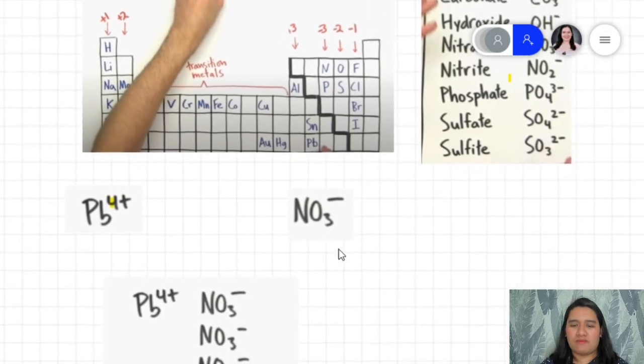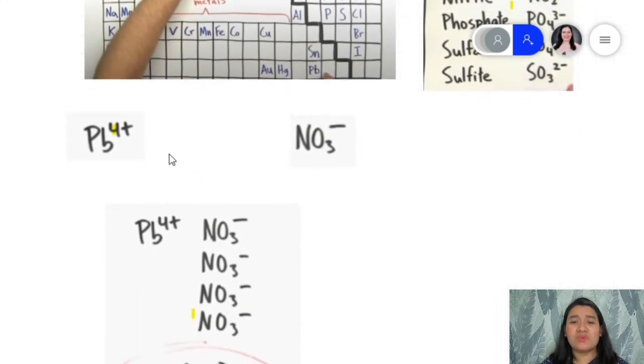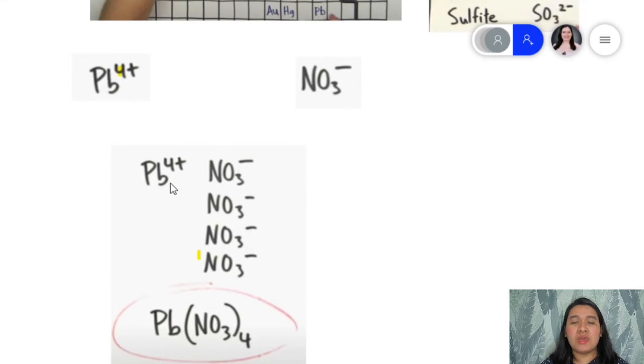So NO3 negative. Once we already know the charges, we will now balance it. We have Pb4 plus and NO3 negative. Since we have a lesser number of nitrate, we will add more nitrate. It has a negative 1 charge, and since lead has a positive 4 charge, we add more nitrate: nitrate, nitrate, nitrate. So 1, 2, 3, 4. It balances with lead.